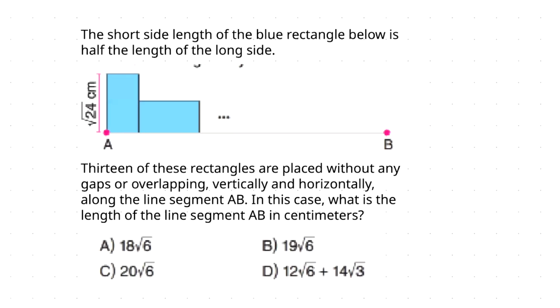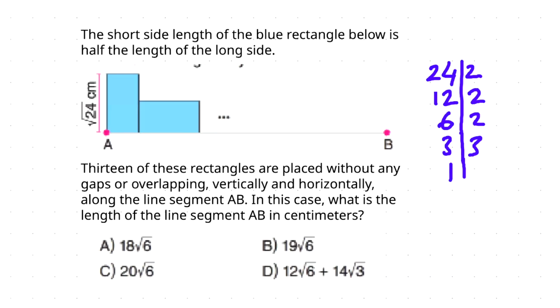For this one, we have two sides to work on. One side is the square root of 24. Let's simplify that. How can I write 24 in square roots? When you divide by 2, you get 12. You divide that by 2, you get 6. You divide 6 by 2, you get 3. 3 divided by 3 is 1.